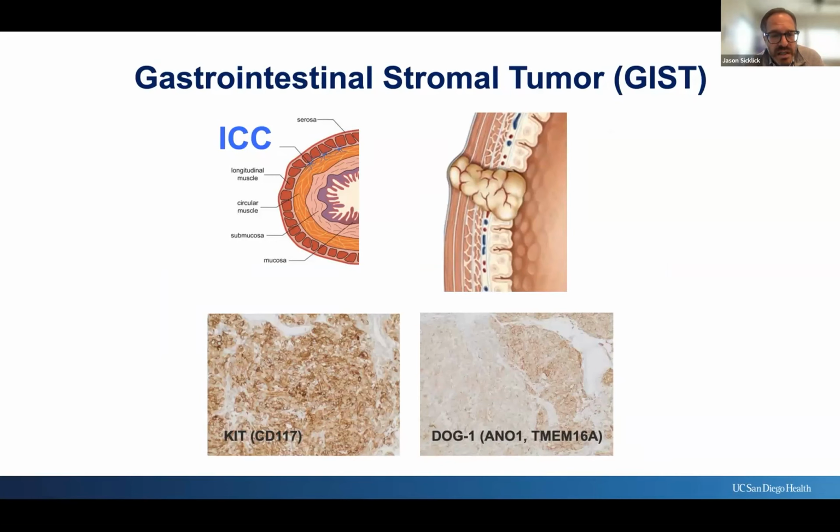One is c-KIT, also called KIT, or CD117. The second has originally been called ANO1, or anoctamin 1, or TMEM16A, and was subsequently given the name DOG1, or Discovered On GIST 1. Between KIT and DOG1, those are our two principal biomarkers for the histology of GIST, meaning the pathology of a tumor.